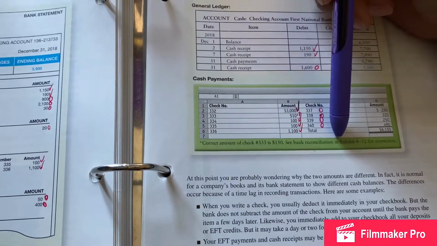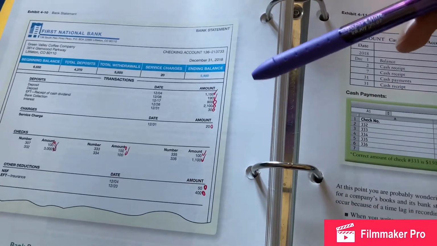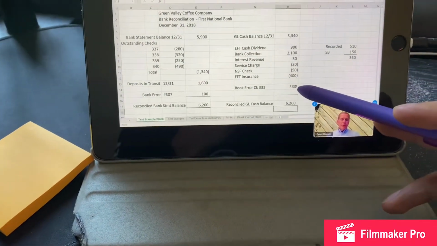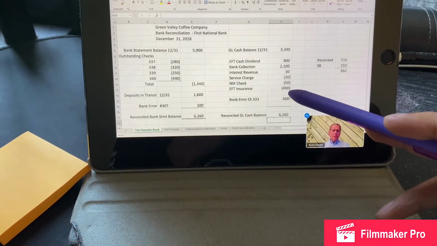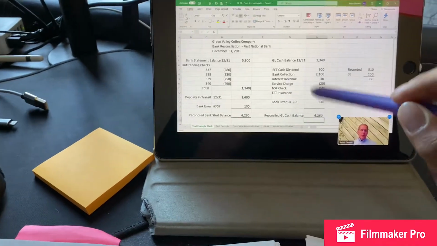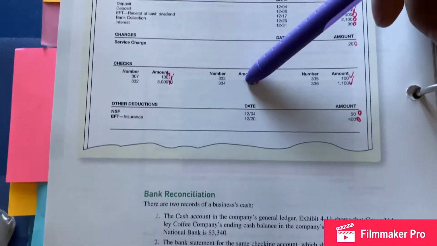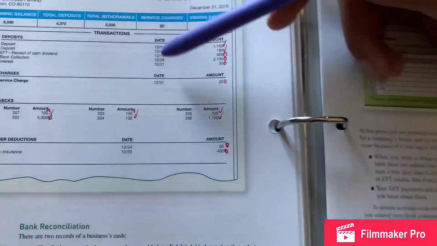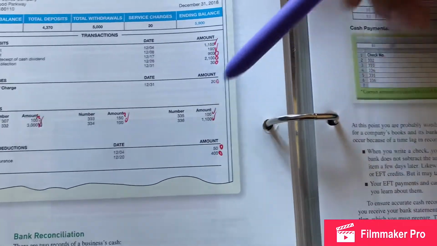So later on, we subtracted the 150 from the 510, which got us 360, which we can see right here. 360 book error addition because we accidentally charged it as 510. This one's a little bit different because it was a bank error, so that's why it was recorded on this side, not this side. Moving on, the 334, $100 charged. We see it there. It's all accounted for here.